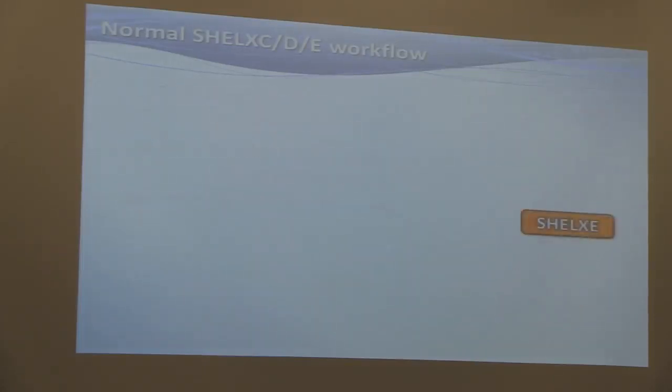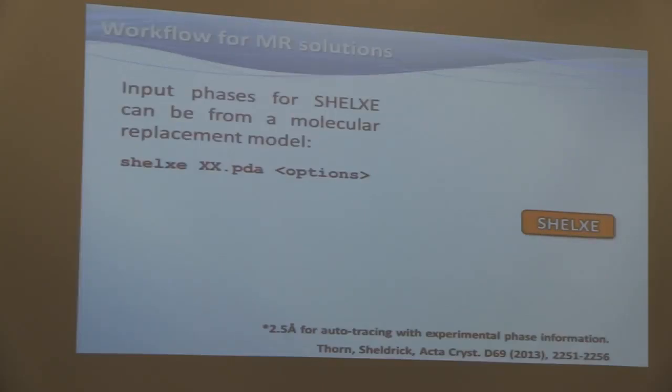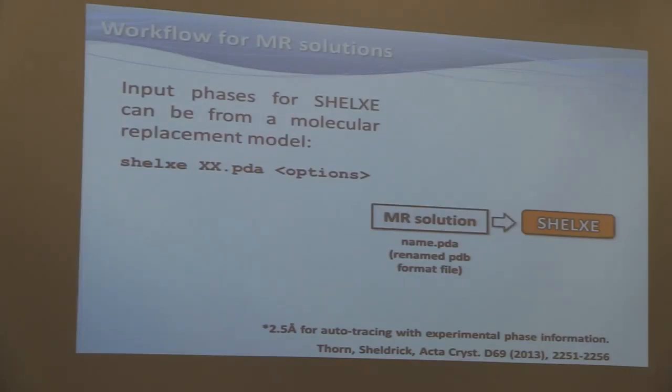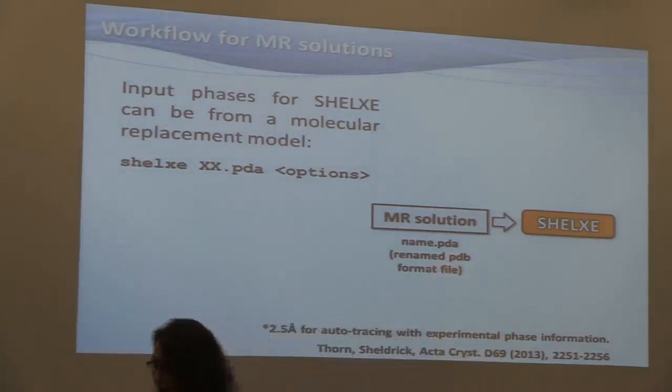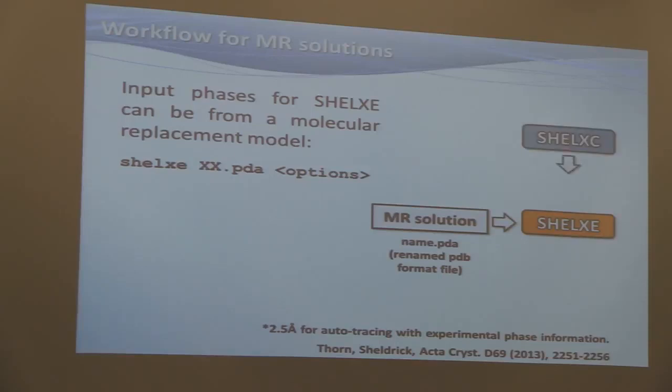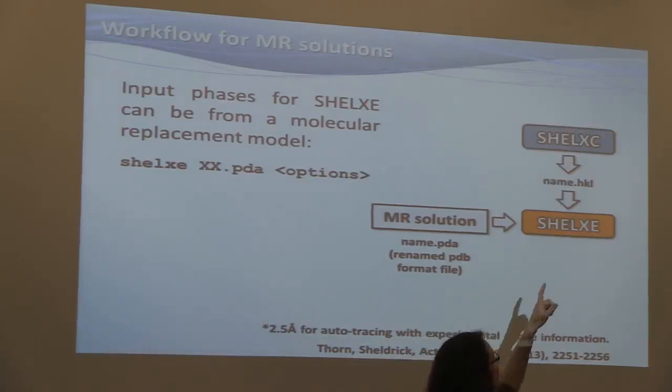Now, if we take SHELXE, we can do something else with it. We can take initial phases, not from a substructure, but from a molecular replacement model. So we feed the MR solution in the form of a PDB file that has been renamed to PDA into SHELXE. And then we do the normal data preparation with SHELXC. But since this is not experimental phasing, that's really only the normal data.